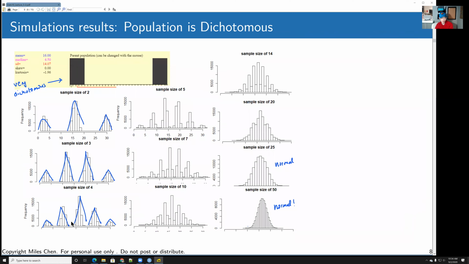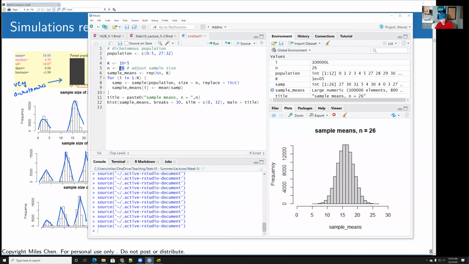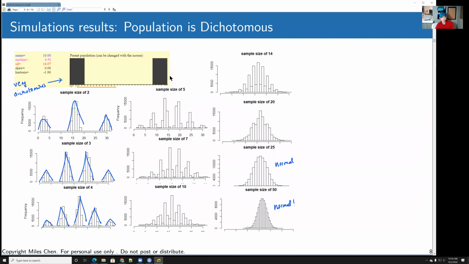Okay, and so here I even cranked it up to sample sizes of 50. Okay, and this looks a lot like the normal distribution. So if I just push this to 50 and I ran that, yeah, this definitely looks a lot like the normal distribution. Okay, so here's just the results when we have a dichotomous population there.